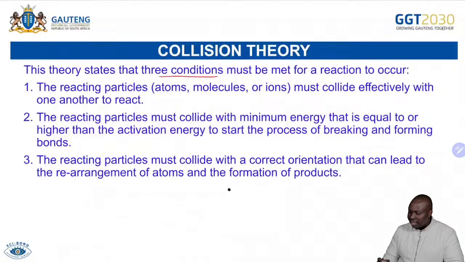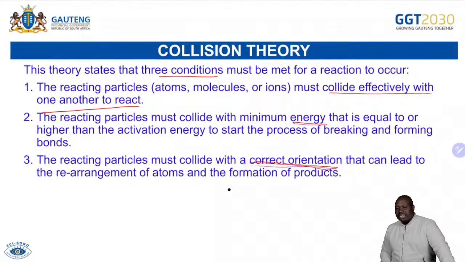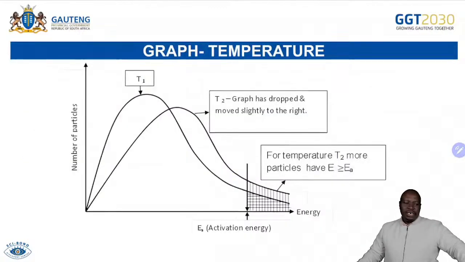We're saying the reactants must be able to collide effectively with one another, and these reactants must have enough kinetic energy, and they must have correct orientation. So it's three things I'm looking at there: the reactants must collide, they must collide with enough kinetic energy, and they must have correct orientation. If we have that, the reaction will be effective. We'll have effective collision. What is effective collision? We're saying this is the collision that leads to the formation of products.